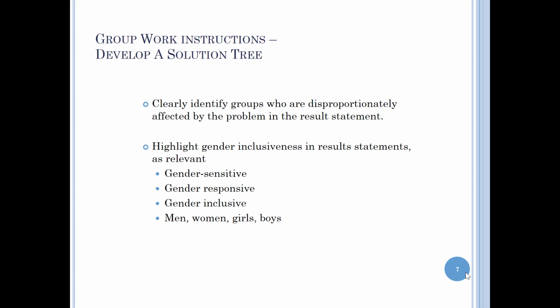You should also highlight gender issues to express gender sensitiveness or responsiveness of the project or your solution tree. Where you have gender inclusiveness, how do you express your statements? Always include men, women, girls, and boys. Include expressions that facilitate the reviewer to understand that you are having a gender perspective on your project.